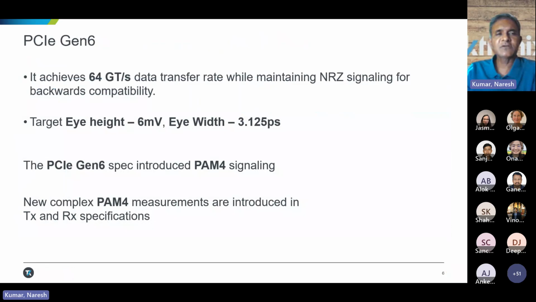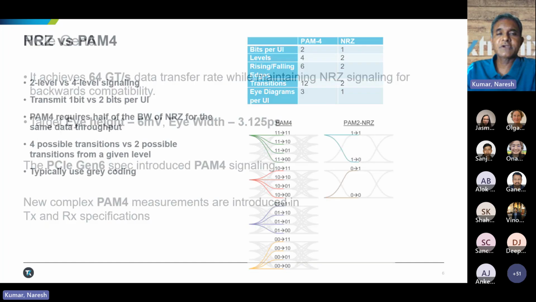Just specific on Gen 6. For Gen 6, what happens is a 64 gigatransfers data rate is achieved, and you also have to provide for backward compatibility. So NRZ signaling needs to be also maintained, where the previous generation standards have to be interfaced with, right? The PAM4 signaling actually brings in a lot of complications to the measurement world. And let me just show you what it means.